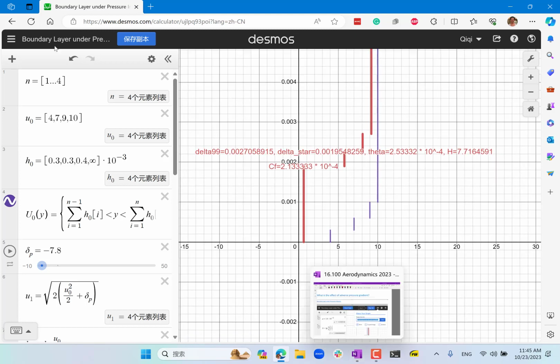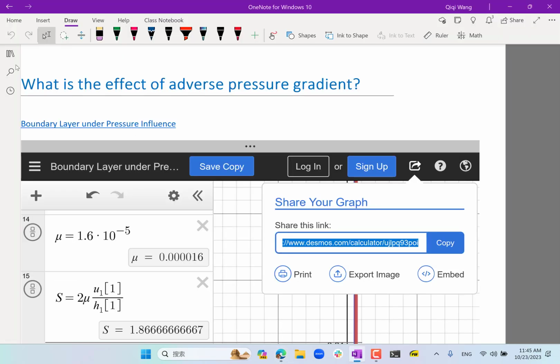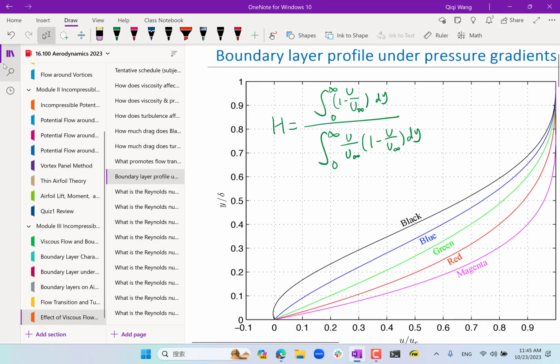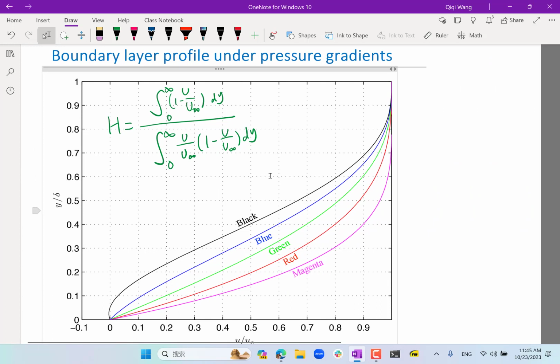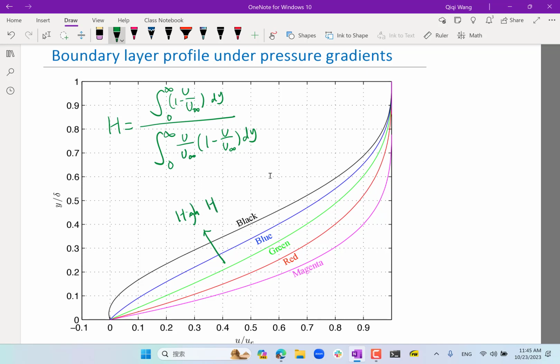If we go back to our notebook, the black one is going to have the highest shape factor, and the magenta ones are going to have a low shape factor. Which means the black boundary layer profile, in the adverse pressure gradient, is easier to transition than the favorable pressure gradient. Yes?